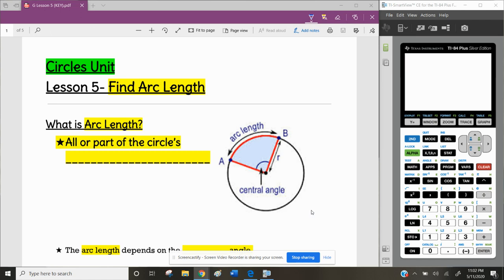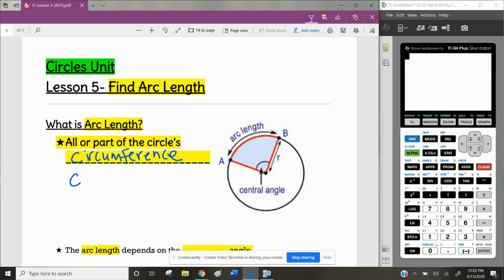This is Numbers with Nicole, and our lesson is going to be finding the arc length. So what is arc length? That is all or part of the circle's circumference, which is the distance or length around the circle. So arc length is just a piece of this distance, a piece of this length.